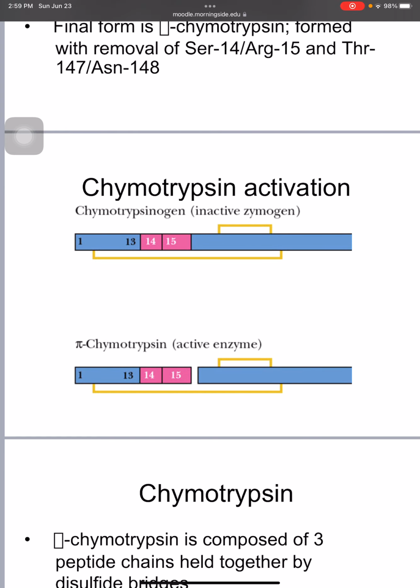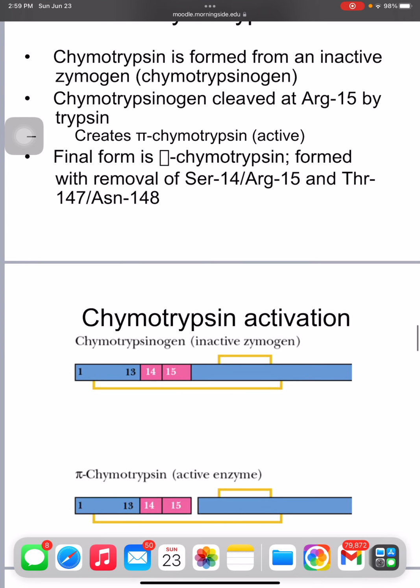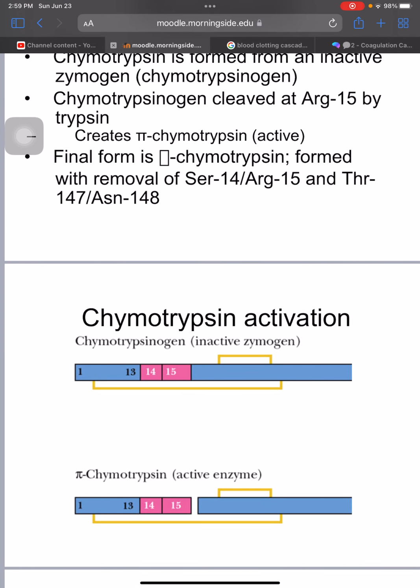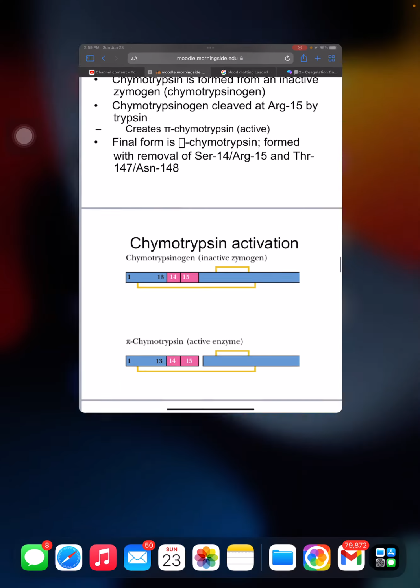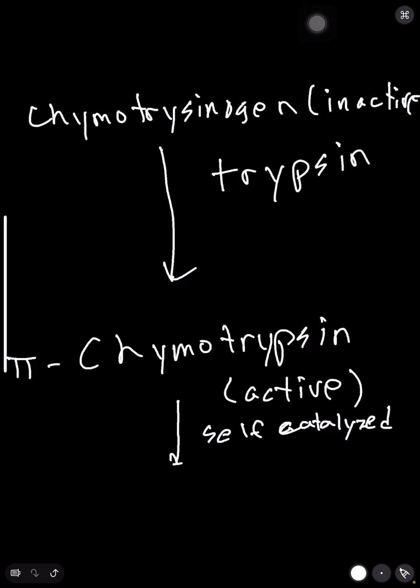And it is an active enzyme. However, it's not active on other proteins yet. Pi-chymotrypsin actually is active on itself. It catalyzes its own transformation into the next stage, so it is self-catalyzed. And this gets converted into alpha chymotrypsin.